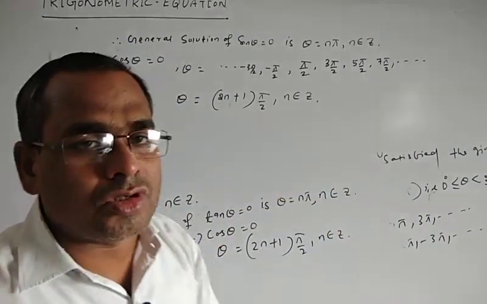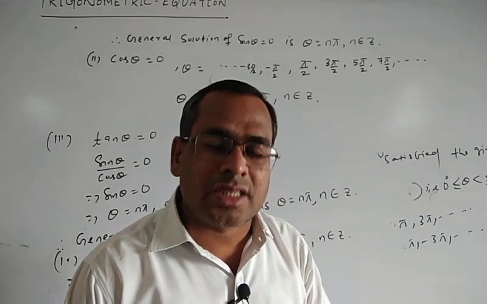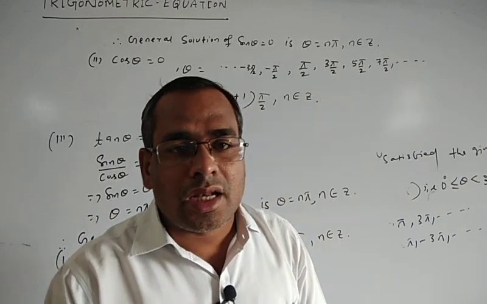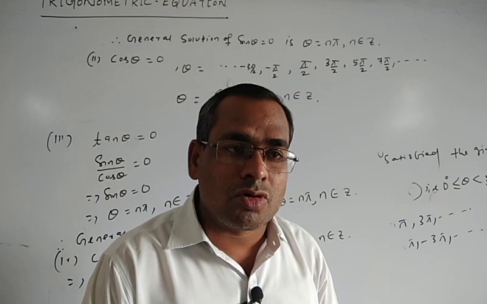Next, sec theta is equal to 0. It is impossible to find the value of theta, because you know the range of sec theta: it must be less than or equal to -1 or greater than or equal to 1.